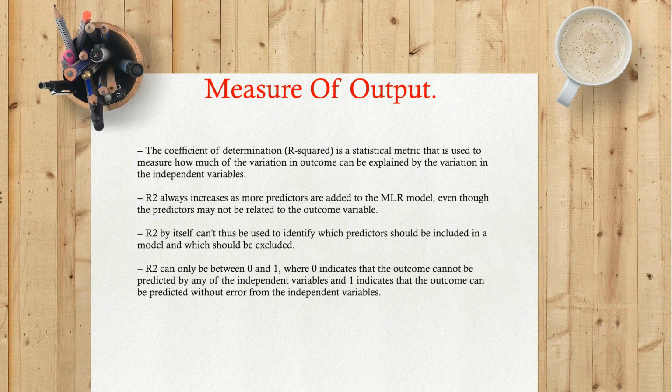R² can only be between 0 and 1, where 0 indicates that the outcome cannot be predicted by any of the independent variables, and 1 indicates that the outcome can be predicted without error from the independent variables.